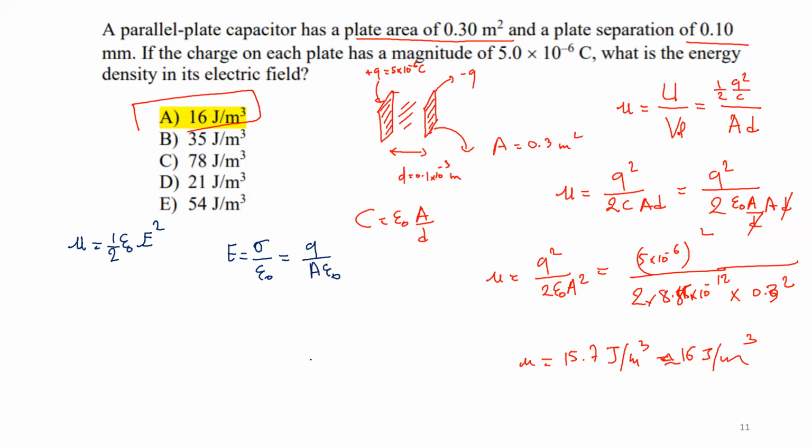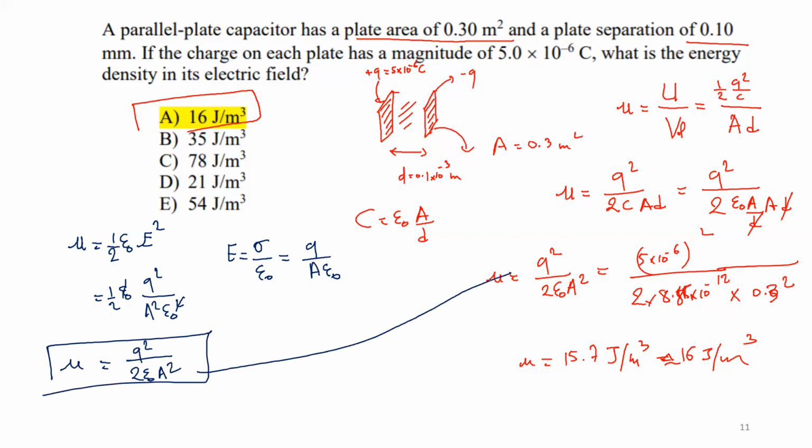So this is what I want. Let me put it inside here. We have half epsilon naught, E squared will be Q squared, and this squared will be A squared epsilon naught squared. You simplify and you get U, which is Q squared divided by 2 epsilon naught A squared. Same answer, of course. This is your energy density. Okay, good. Next.